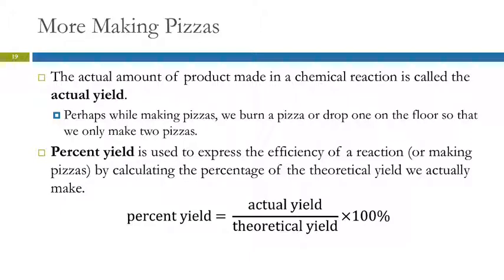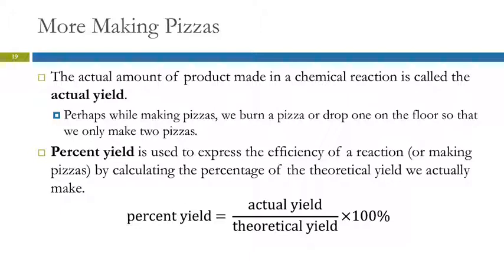Yeah, that could happen. So the actual yield is how much actually gets produced, because things can happen. And things can happen in a chemical reaction as well. Not like burning pizzas, but there are various factors that can cause the reaction to not produce as much as theory says it should. So that's the actual yield.